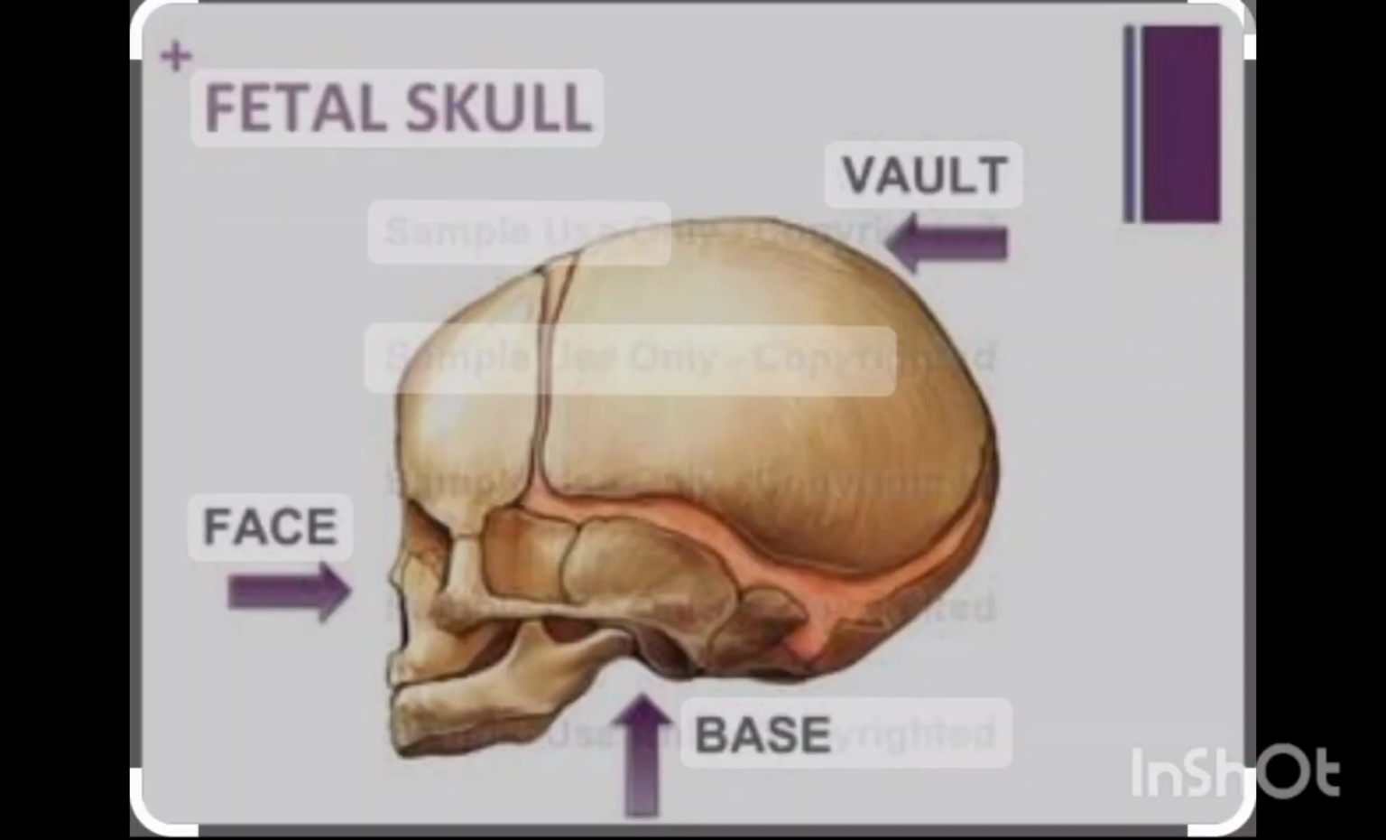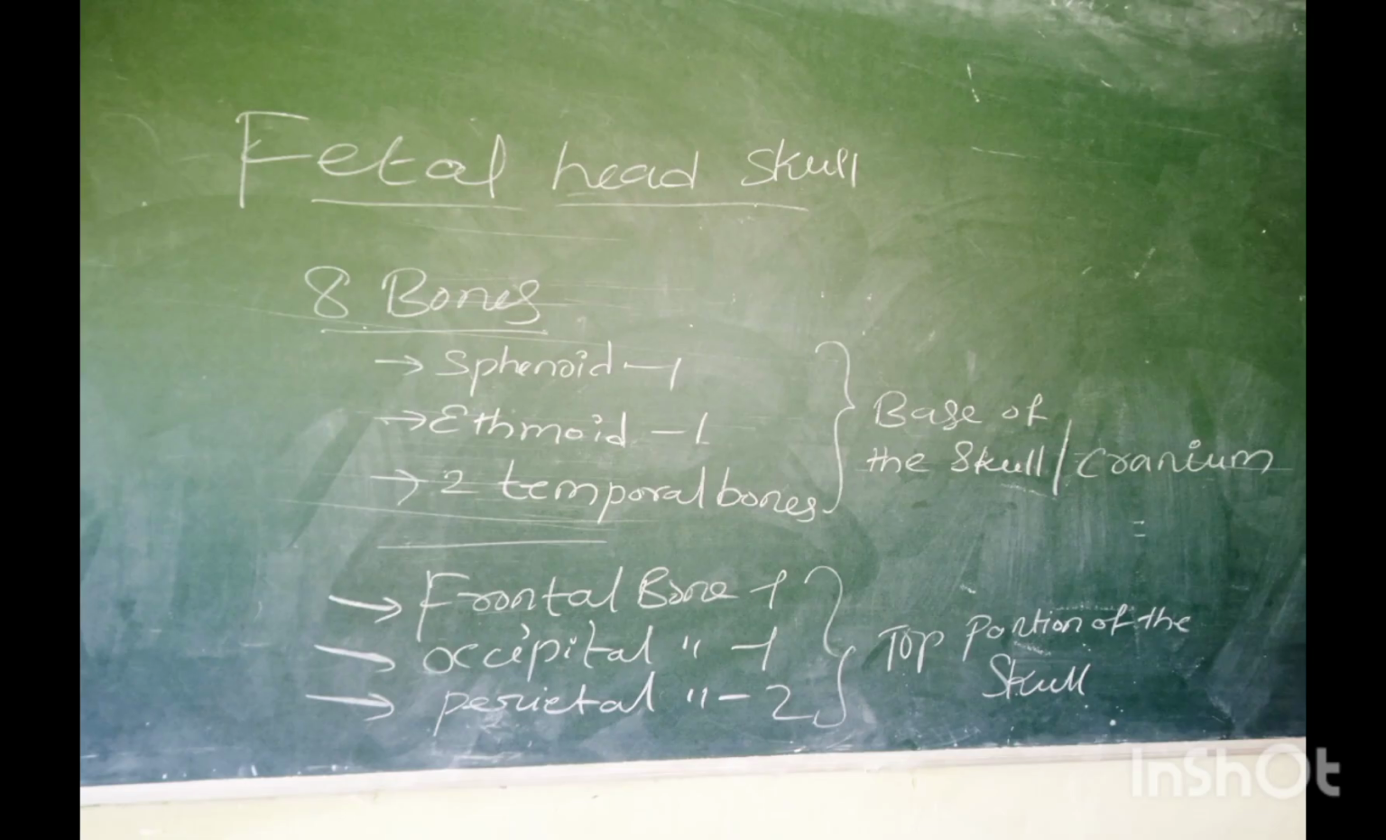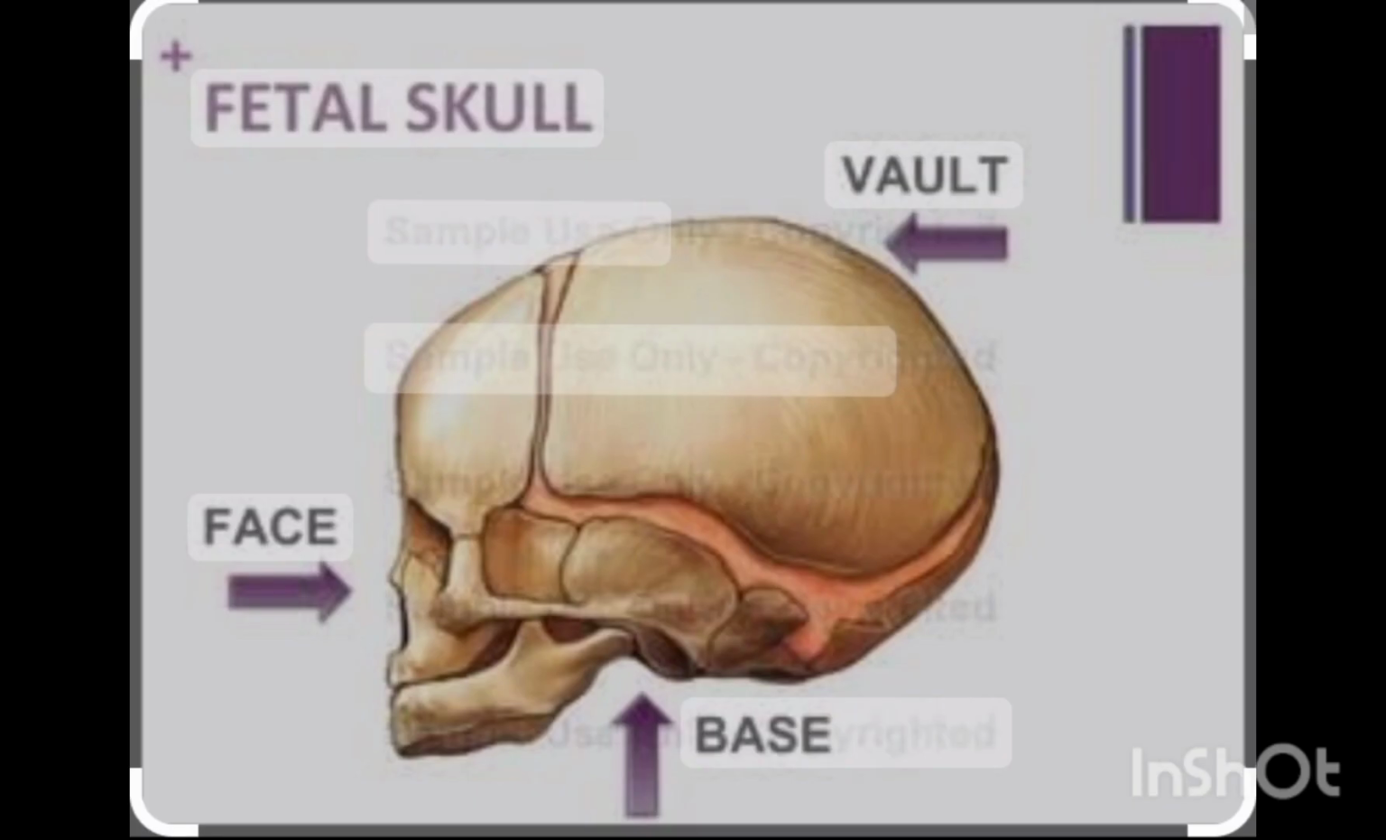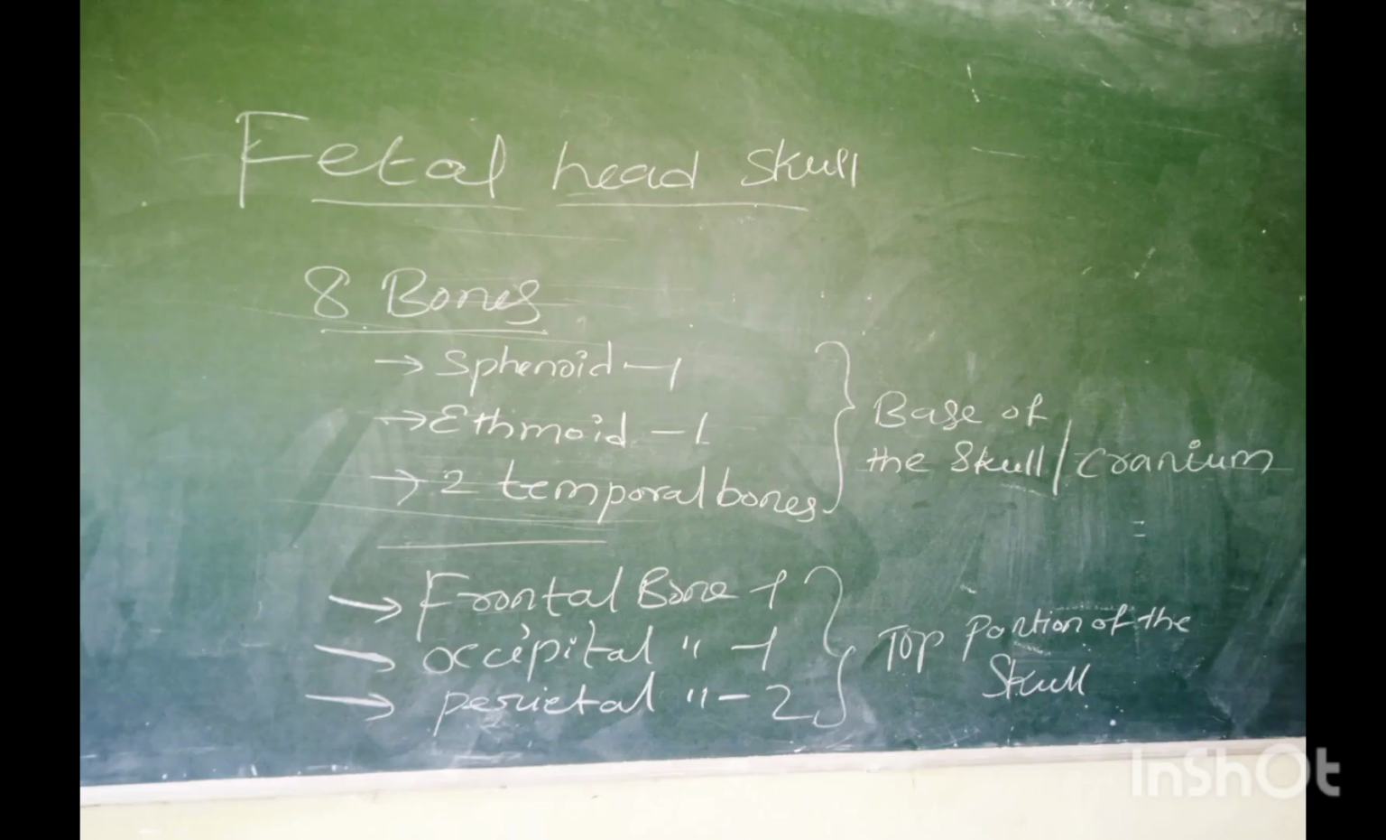Here we can see in the picture the base of the skull. One sphenoid, one ethmoid and 2 temporal bones form the base of the skull. And the frontal bones fused together as 1, the occipital bone 1 and the parietal bones 2 together form the top portion of the skull.